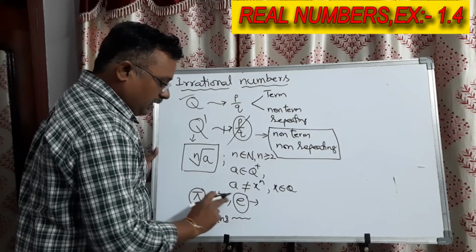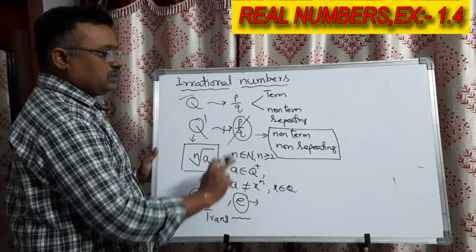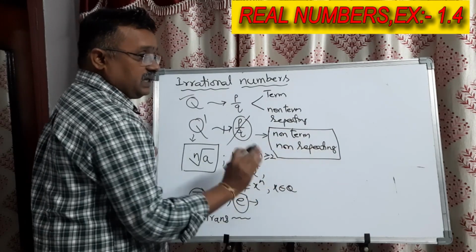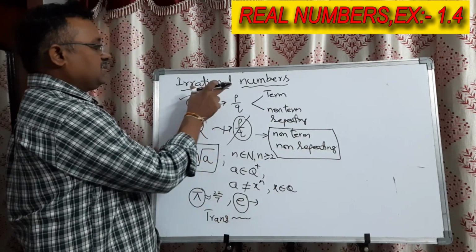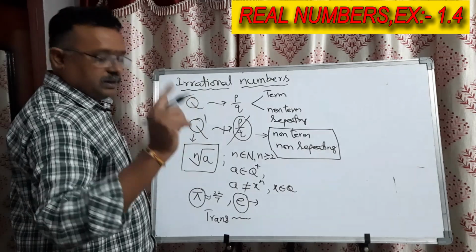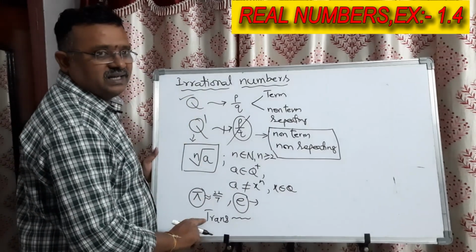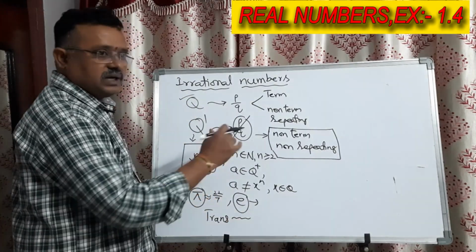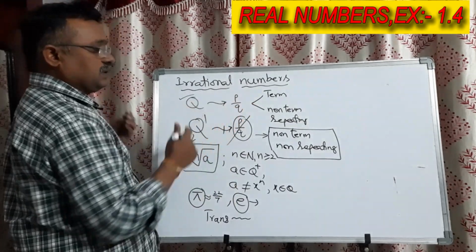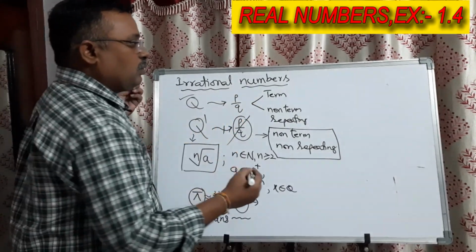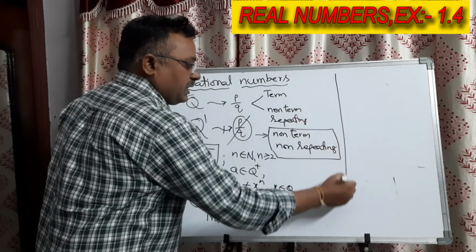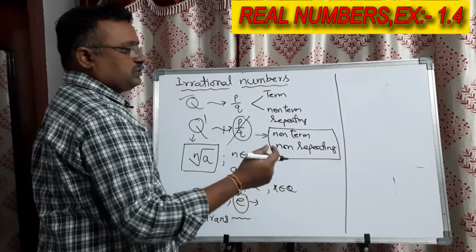So pi and e also come under that non-terminating, non-repeating category, so they can be treated as irrational numbers. Remember that these are called transcendental numbers. So this is the briefing regarding irrational numbers. Very good. So what bit-type questions can they ask?